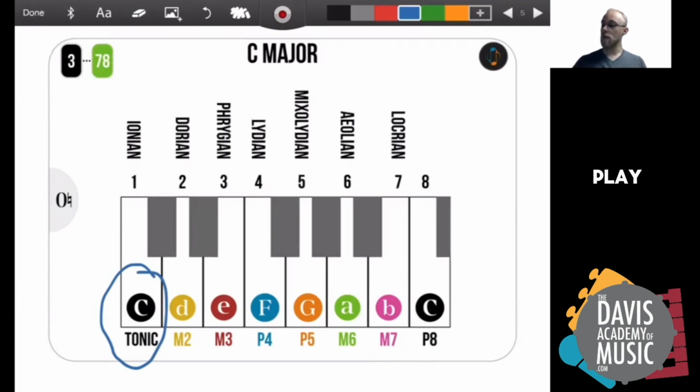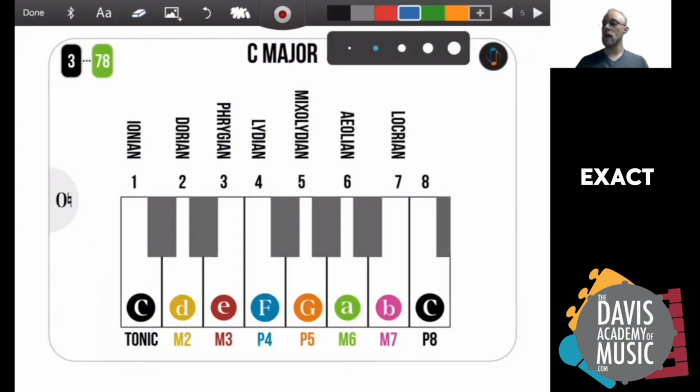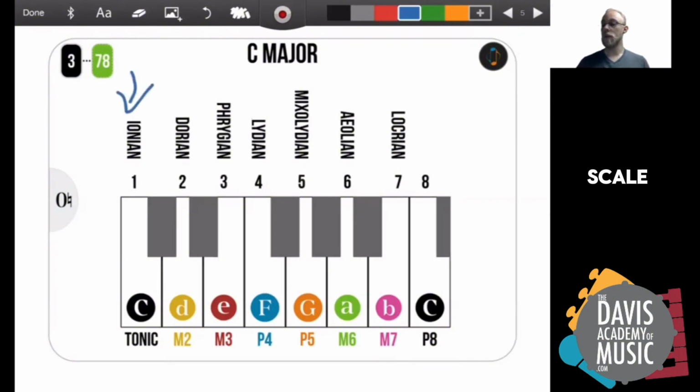So if we were to play from C to C, that's called our Ionian mode. If we were to play the exact same scale, but from D to D, that's called Dorian. The third, which would be E to E, is Phrygian. Then from F to F is Lydian. Mixolydian is G to G. And then our Aeolian, which is our A to A scale, is our minor scale. And then Locrian is our final scale from B to B.